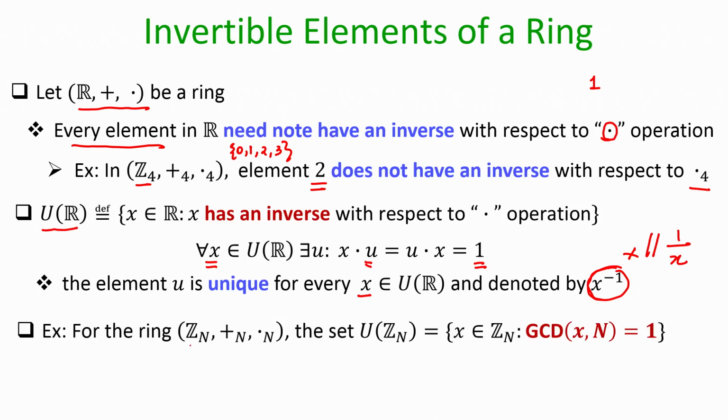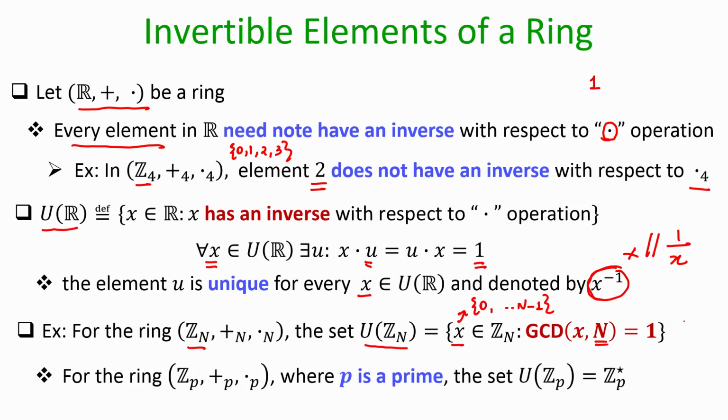If I again consider the same ring Zn, then we know that the invertible elements of this set Zn are those elements x in the range 0 to n minus 1, which are co-prime to n. Because we have proved that the multiplicative inverse with respect to multiplication modulo n of a number x exists if and only if x is co-prime to n.